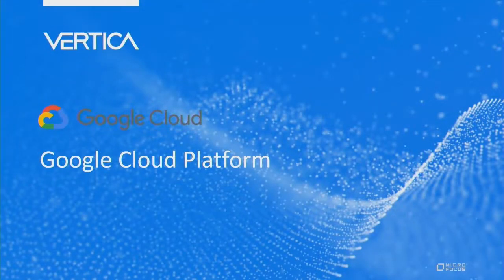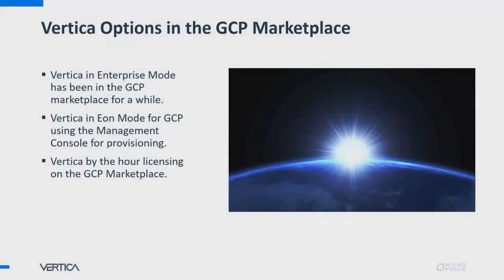Now, let's switch gears and move back to the cloud. While AWS gets the majority of recognition from Vertica in the cloud perspective, and rightfully so given our long history with them, Google Cloud Platform has been a very popular platform for running Vertica in Eon Mode.